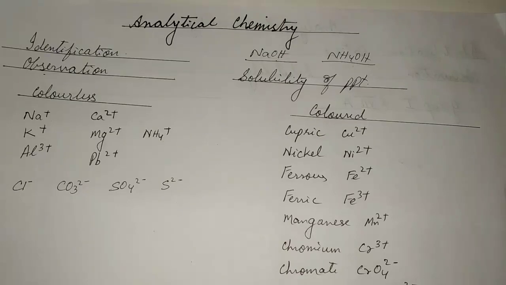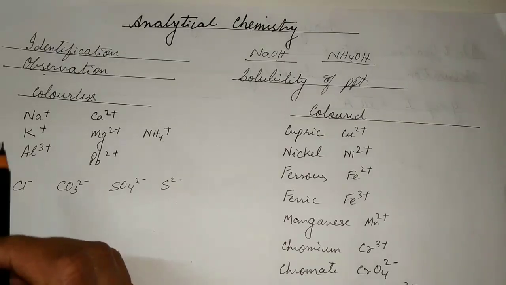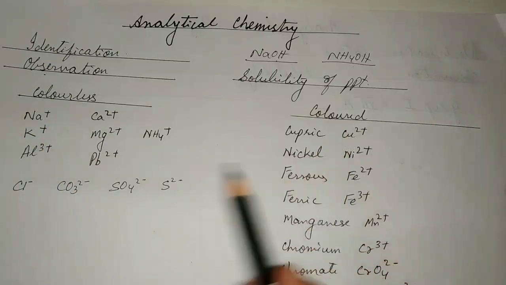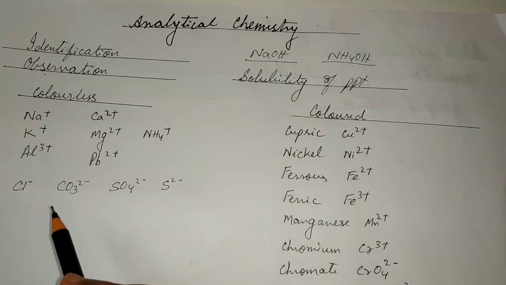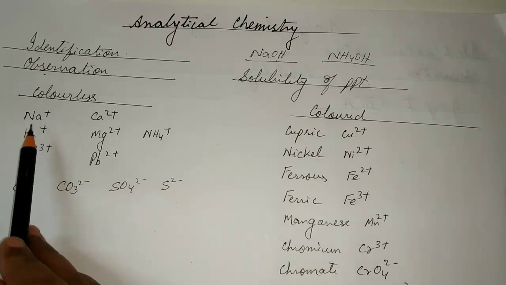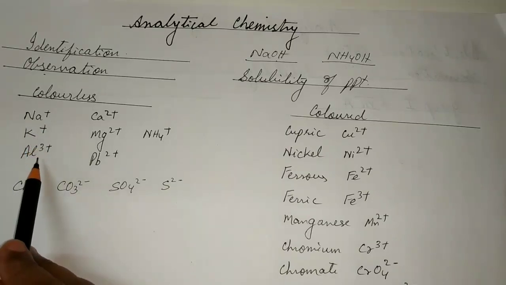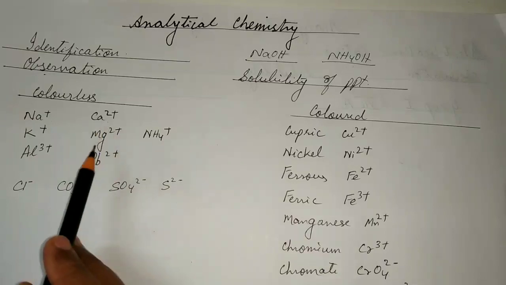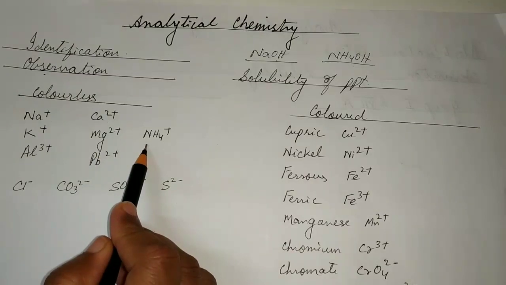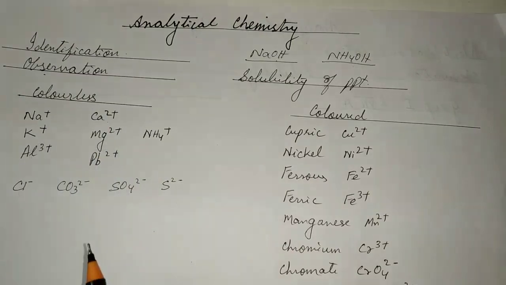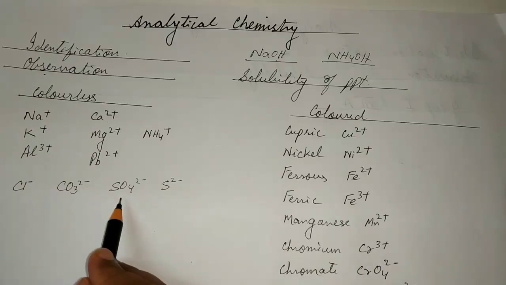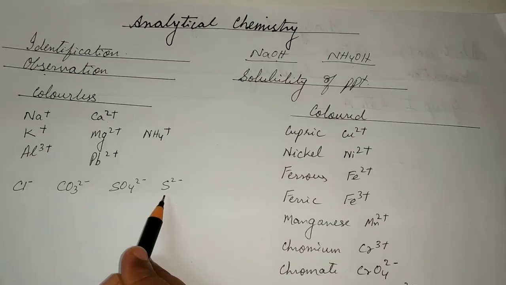So to start with, some ions are colorless and some are colored. Here I have written some examples of colorless ions. They are sodium ions, potassium ions, aluminium ions, calcium ions, magnesium ion, lead ion, and ammonium ion. There are some anions also that are colorless, like chloride, carbonate, sulfate, and sulfide ions.